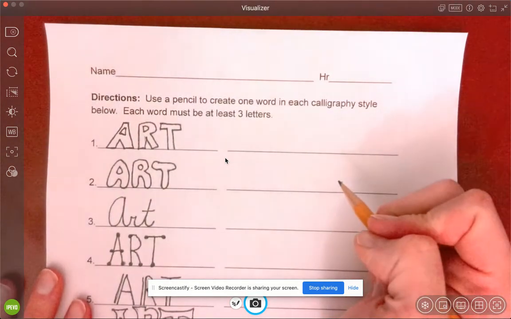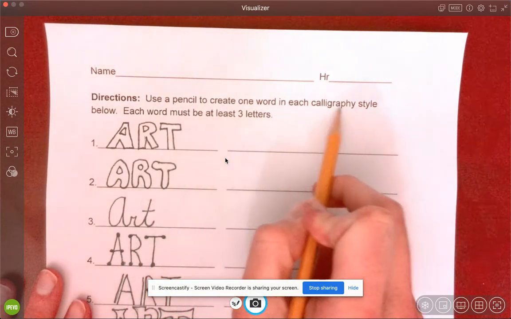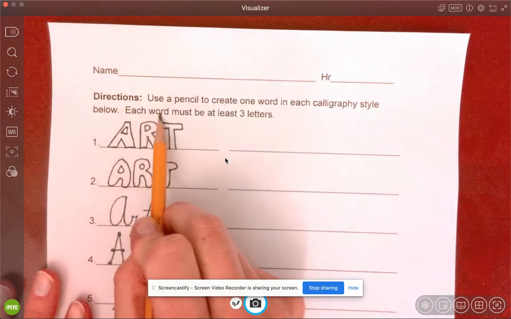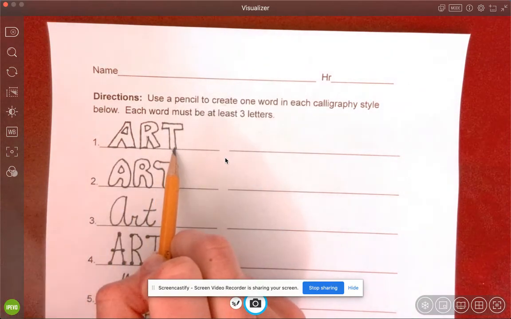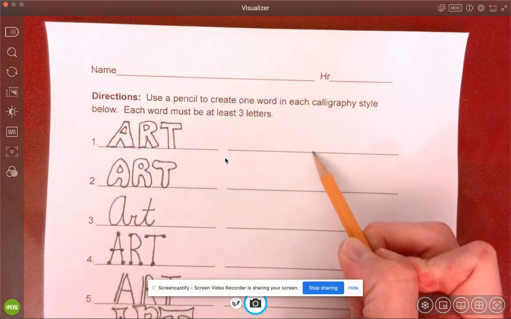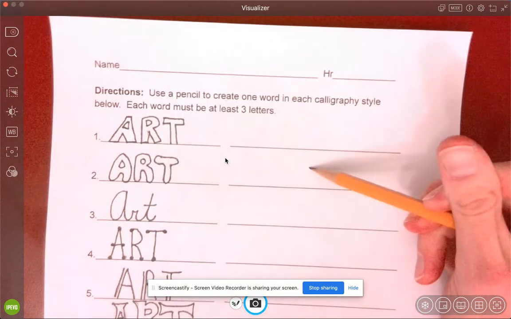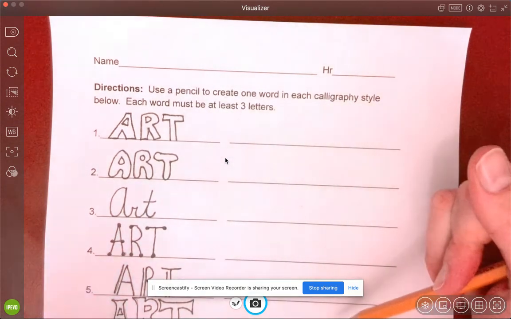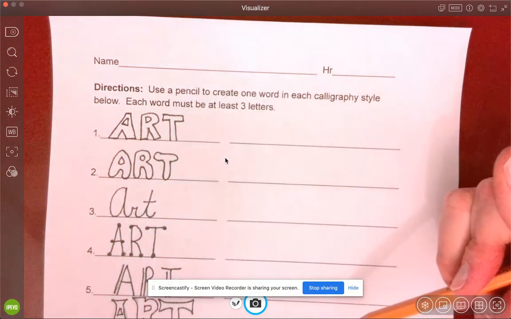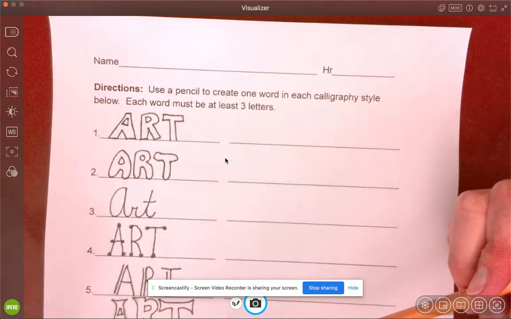The first thing I'm going to do, it says use a pencil to create 1 word in each calligraphy style below. Each word must be at least 3 letters. So I did art, and you're supposed to do a new word here. Now you can use the same word. So let's say I do cat. I can do cat for every single one if I want to, or I can change them. I'm not too strict about that, but I just want you to have at least 3 letters. So let's say I do Hall, because that's my last name, Hall.